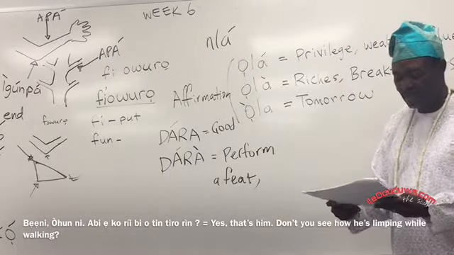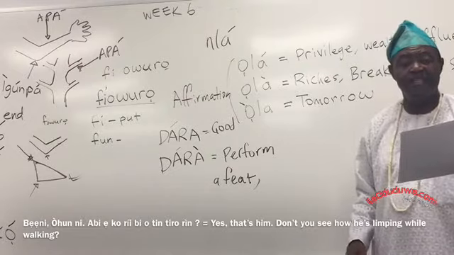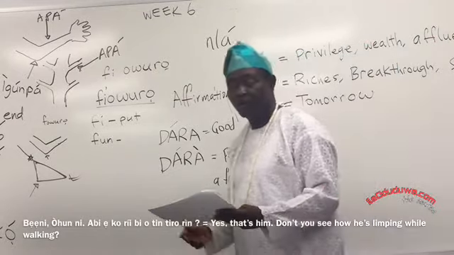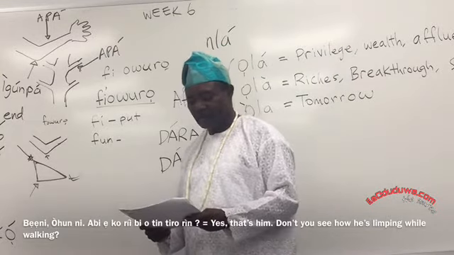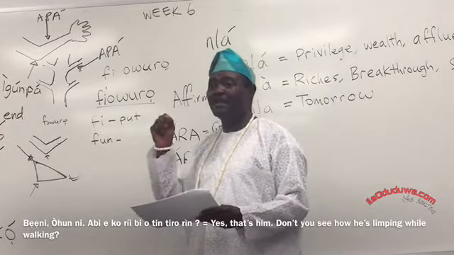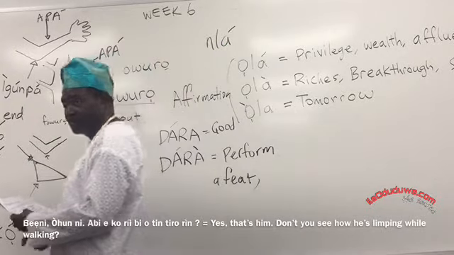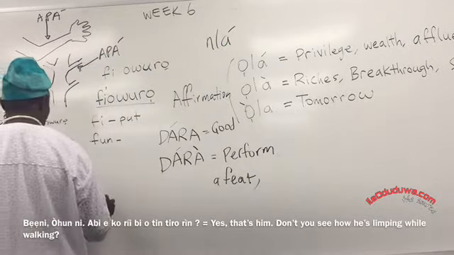Beni Ouni, Abi Ekuri, Beauty, Tiruri. Beni Ouni. Abi. Abi means question. Or don't you, right? Question, Abi.